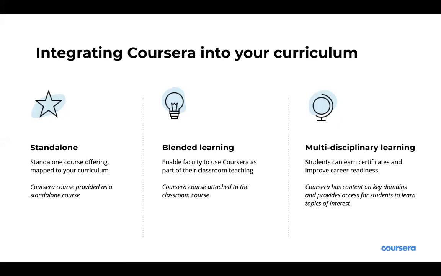The third is multidisciplinary learning, which is used primarily as a non-credit piece. And this is useful when your students want to improve their career readiness. So when they step out into the corporate world, there are multiple skills that they need to be ready with. For example, making effective presentations, communicating effectively, even something as simple as writing business emails. All of these courses they can take on Coursera and improve their career readiness when they step out into the corporate world.